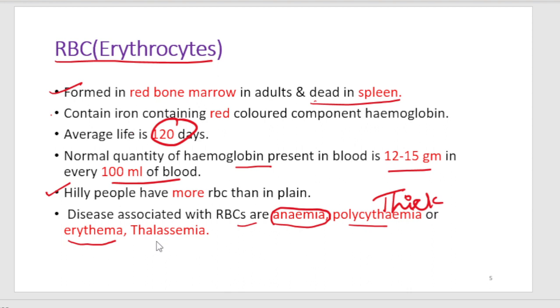The third disease associated with RBC is thalassemia. This is a genetic or hereditary disease. It happens in children from birth itself. Generally, this is found in children. The only remedy for this is transfusion of blood.